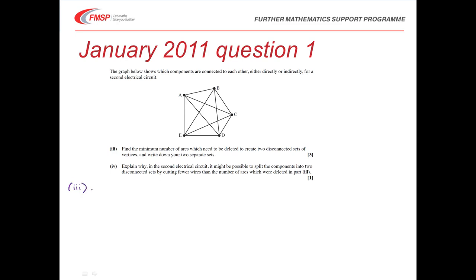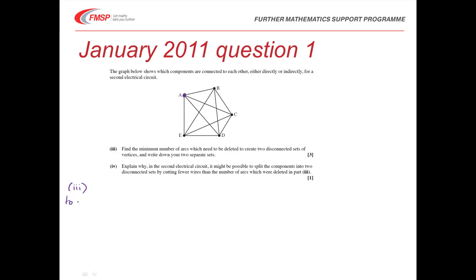Find the minimum number of arcs which need to be deleted to create 2 disconnected sets of vertices. Write down your 2 separate sets. Well, this was my initial thinking. I could try separating A from the other 4 vertices, that's a 1-4 kind of split. I could separate A and E from the other 3 vertices, a kind of 2-3 split. Then I thought, if I start saying A, B and E and make a 3-2 split, surely that's the same as a 2-3 split. So 3-2 or 2-3 doesn't make a lot of difference. I thought I'd investigate those 2 and see what I thought.